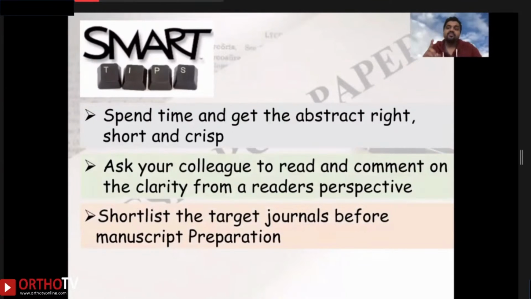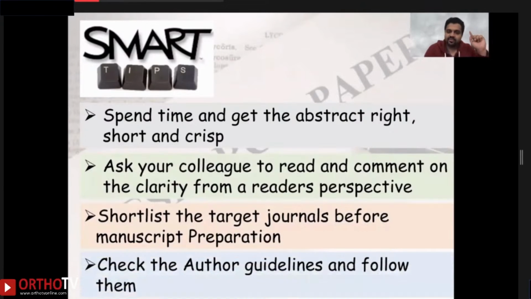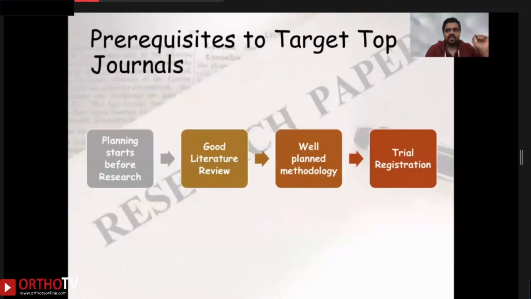Shortlist the target journals even before manuscript preparation. If you have a manuscript, you should at least have 4 target journals in mind and write accordingly. Check the guidelines of each of them and follow them. If it gets rejected in one place, before submitting to another, see their author's guidelines and modify it. If there are any comments from the first, try to incorporate them.